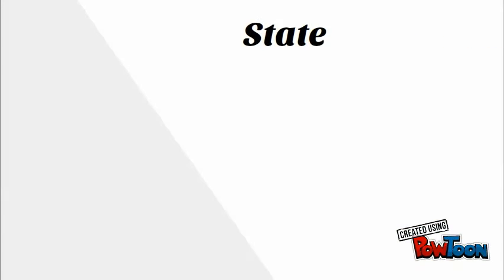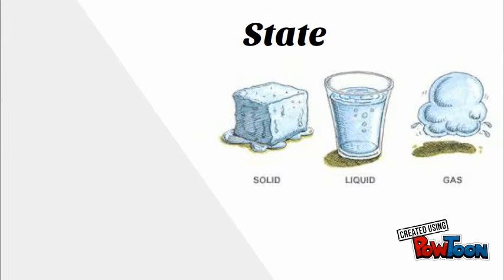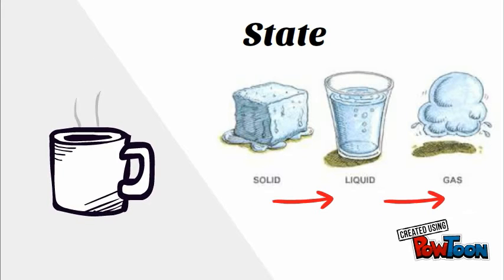The first physical property I'd like to talk about is state. And this is a solid. Is the material a solid, liquid, or gas at room temperature? And so we see if we add temperature to the mix, we go from solid to liquid to a gas. And the coffee, of course, is a liquid at room temperature.